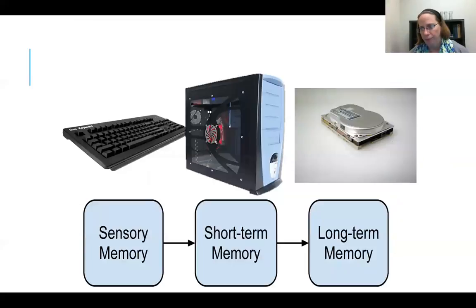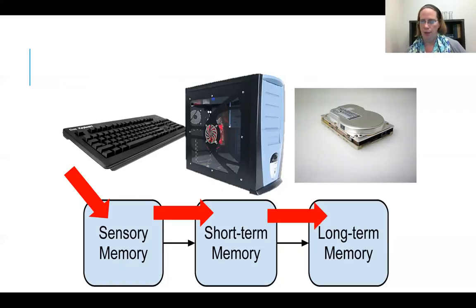So, information processing theory says that the human mind works in the same way a computer does. We have input, processing, and long-term storage. So we have the keyboard, the CPU, and the hard drive. These are described as sensory memory, short-term or working memory, and long-term memory. So information gets put in, it goes to short-term memory, and then to long-term memory. Pretty simple, right? Except, does human memory work exactly like that? And I have to say, it probably doesn't.